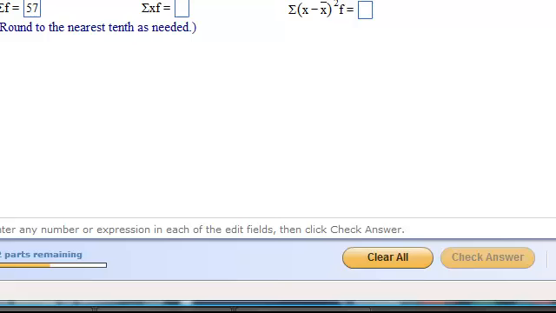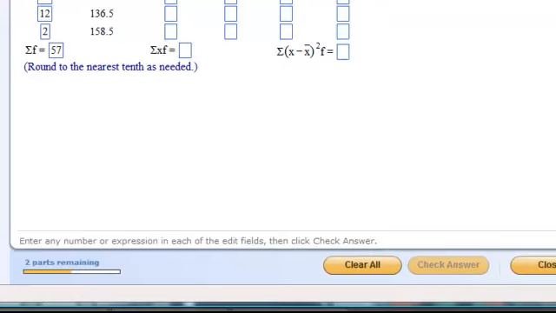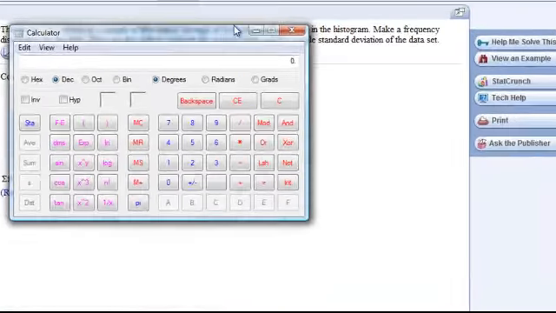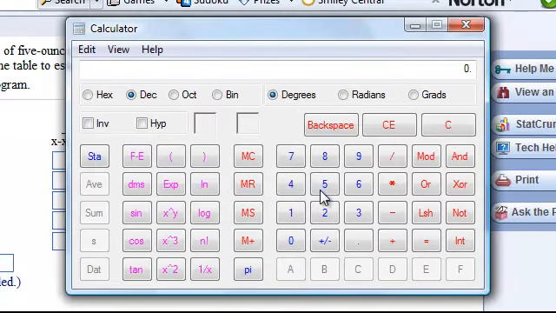Now I'm going to do x times f. This midpoint column is our x column. And you'll notice down here in blue it says round to the nearest tenth as needed. So I'm going to round to the nearest tenth. So on my calculator, I'm going to do 3 times 70.5, and I'm going to get 211.5.